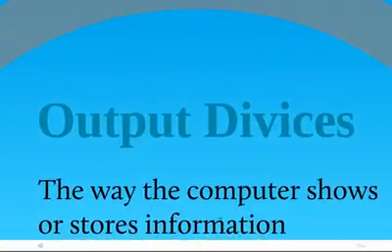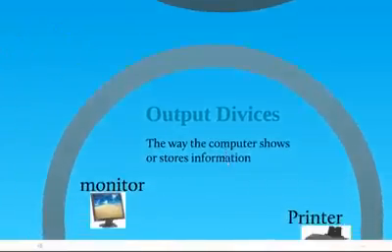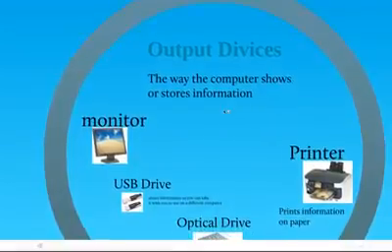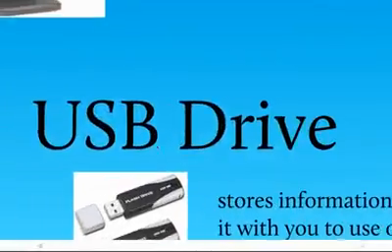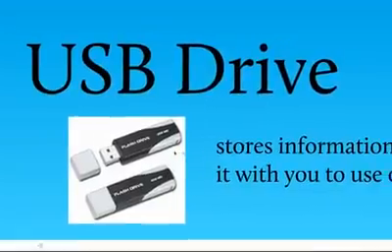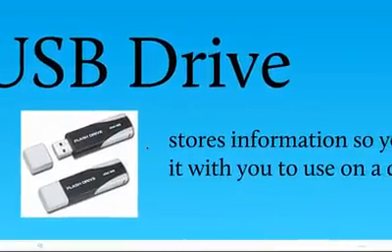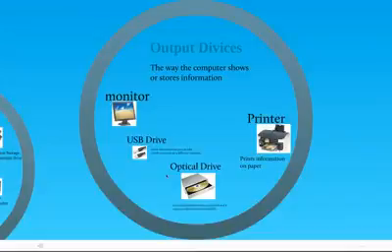Next we have output devices, and this is the way the computer shows or stores information. We already discussed the printer and the monitor and the optical drive. A USB drive is a flash drive, and it stores information just like the hard drive. But the nice part about the flash drive is you can take it from computer to computer, or you can take it home with you, and you can transfer information that way.